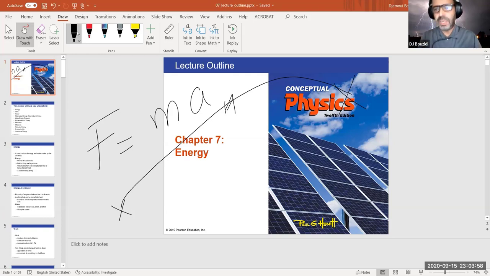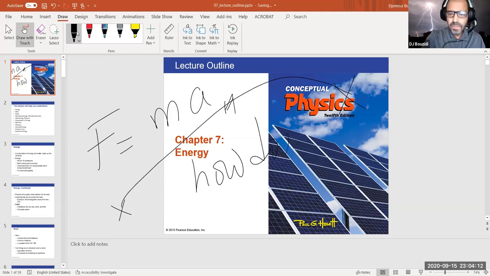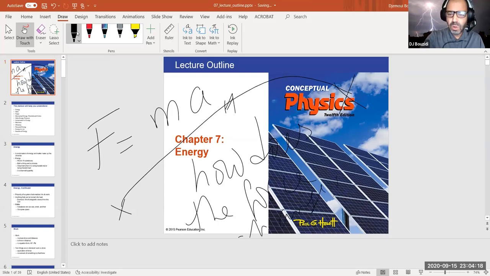Yes, we know it changes motion. That is granted. That is F equals ma, we know that. But we want to know the secret behind its trick. How does it do it? So the question is, how does the force change motion? That is the question, and the answer is this chapter.